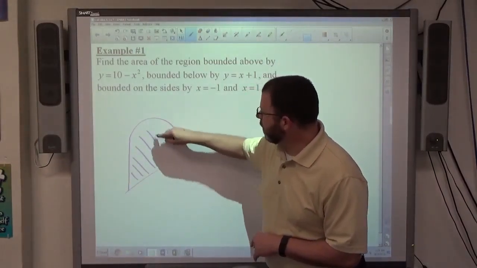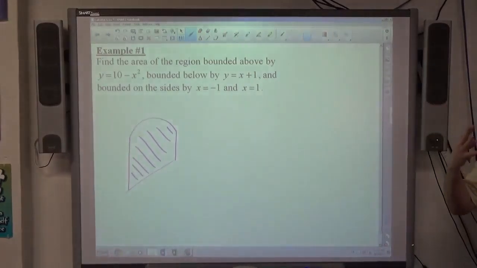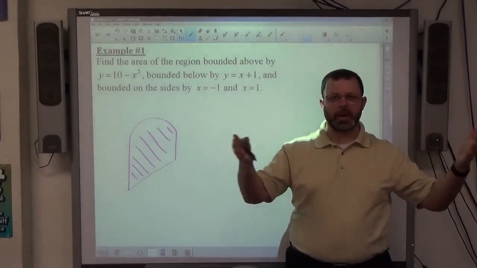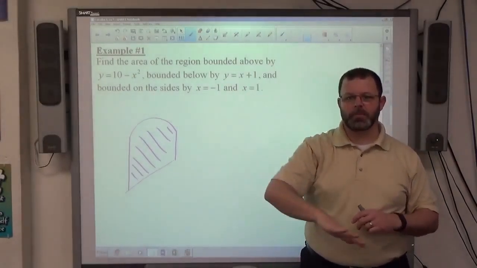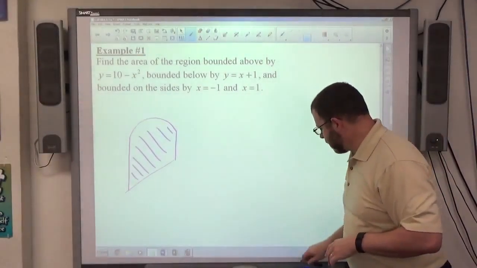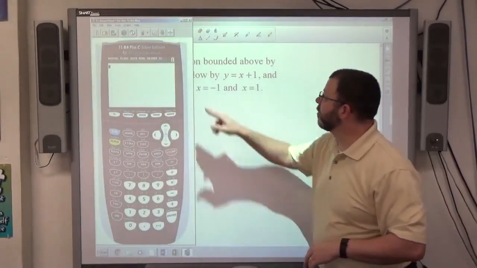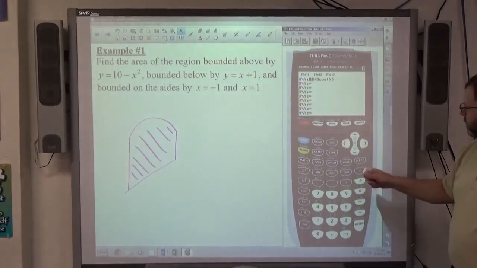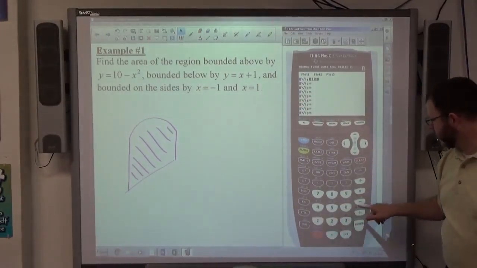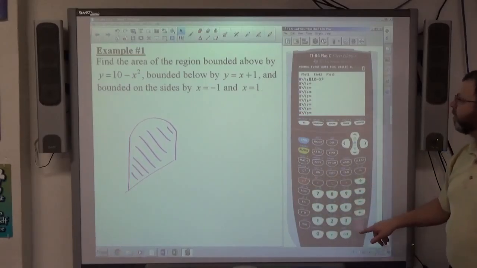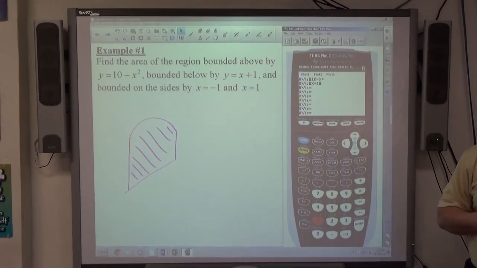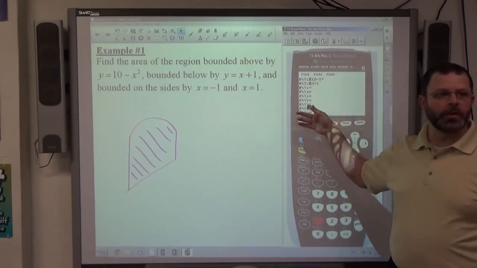When they talk about a region, they're talking about some area, some space that's being taken up by all these things. So if it says it's bounded on the top or on the bottom or on the sides, that's all it's talking about. The top part is this, the bottom part is that, the side parts are these. As far as graphing this would be concerned, if I was to graph this on my calculator, it looks like this. y1 equals 10 minus x squared. y2 equals x plus 1. I'm not going to put x equals negative 1 and x equals positive 1 because my calculator doesn't work that way. It doesn't have x equals, right?